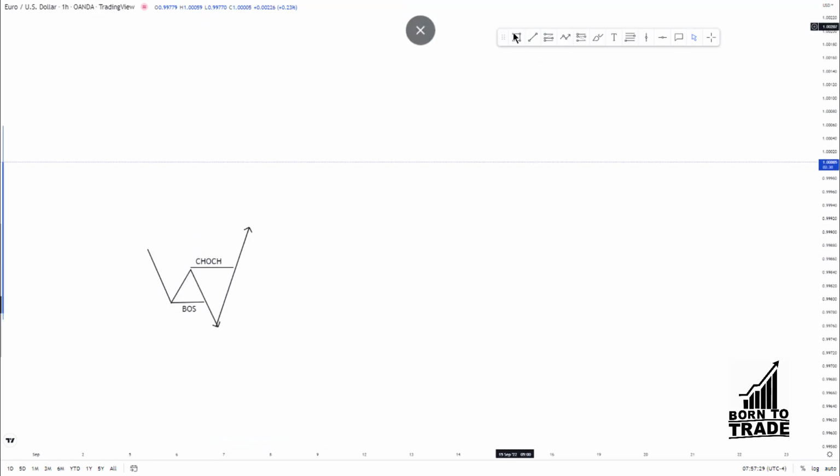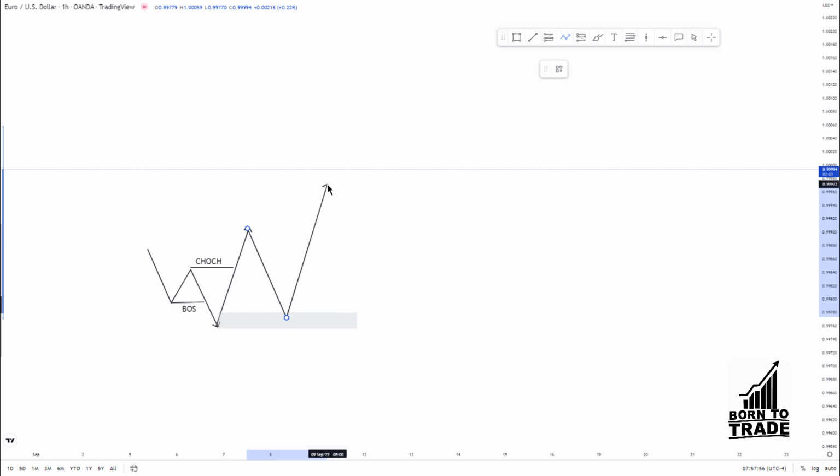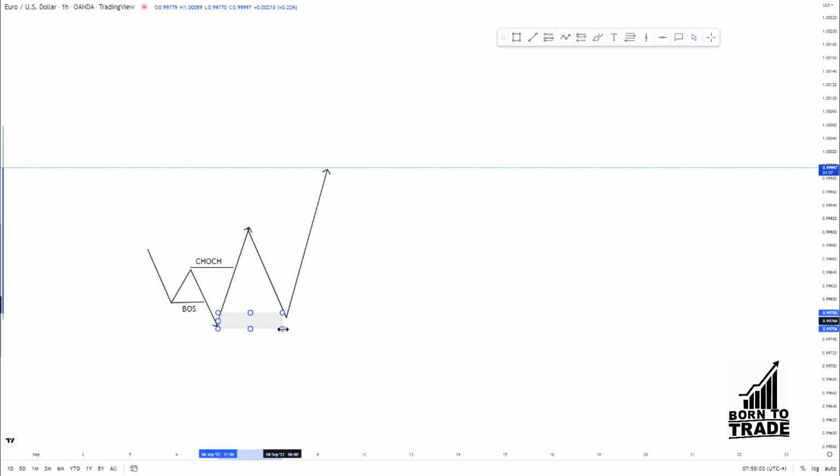When we got our CHoCH, one thing you need to know is that we have an unmitigated zone right here. We have a zone that needs to be mitigated. Your zone can be anywhere around your candle. So let's assume that our zone is right here. When we got our zone, what follows is a pullback that comes back to mitigate this zone, and once price mitigates the zone, we have another rapid push to the upside. I hope you understood what just happened right here. So we got this massive move, and you have to understand that we have another zone right here. I hope you can see that.